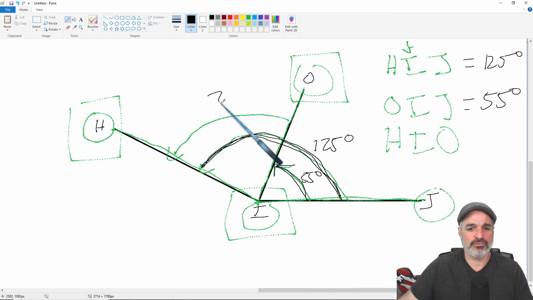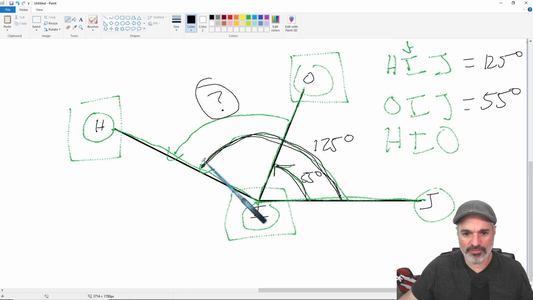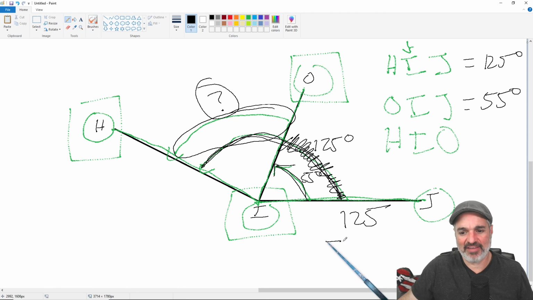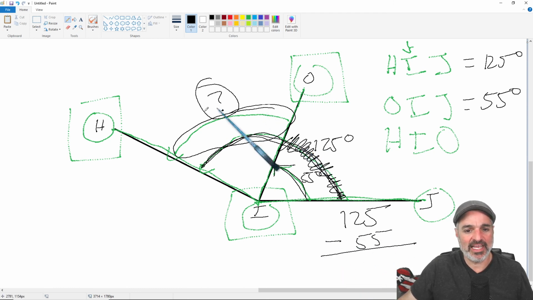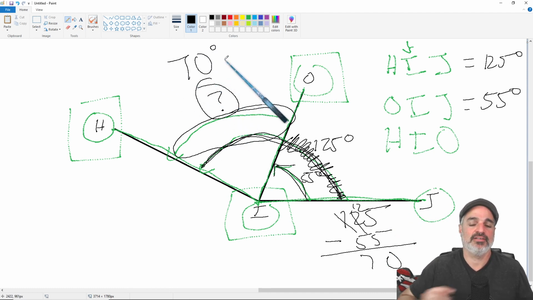And now I ask you, what is the measurement of this angle? Okay? So you have to say, okay, to all of this, I'm going to take away this to be able to have this. So that means that at 125, I have to take away 55 to get the remaining angle. And what would be the measurement of this angle? 125 minus 55 is 70 degrees.